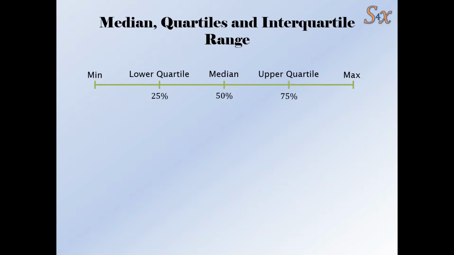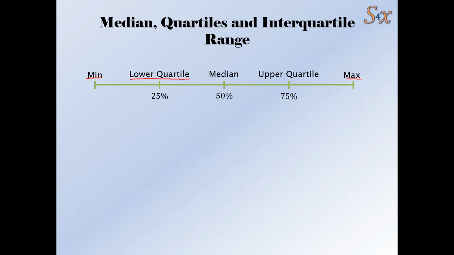At either ends, we've got the minimum and the maximum. Again, these are sort of self-explanatory, really. The minimum is the smallest piece of data, maximum is the largest piece of data, but we have got some new things here. First is the lower quartile.